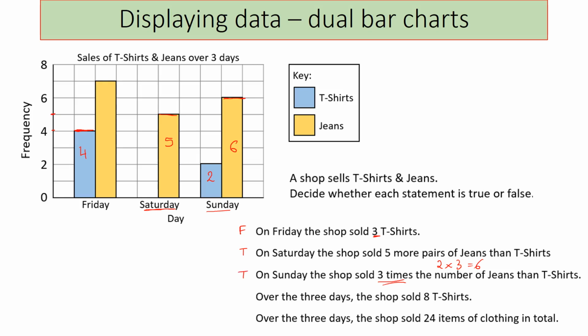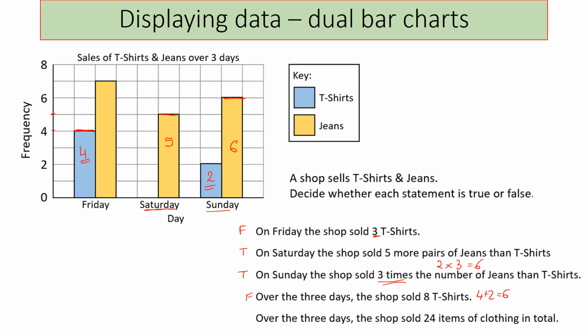Over the 3 days the shop sold 8 t-shirts. Okay, t-shirts, that's the blue color. I have 2 bars, 4 and 2. Okay, 4 plus 2 is 6, not 8. So that statement is false.